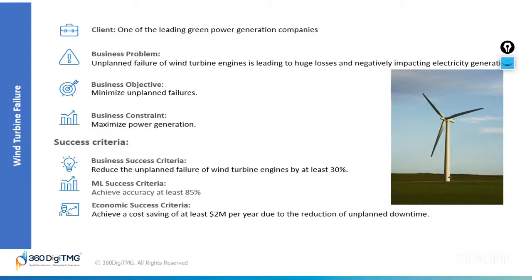Our first business success criterion is to reduce the unplanned failure of wind turbine engines by at least 30%. Then there is the machine learning success criterion, which is to achieve at least 85% accuracy. And the economic success criterion is to achieve a cost saving of at least $2 million per year due to reduction in these unplanned activities or unplanned downtimes.